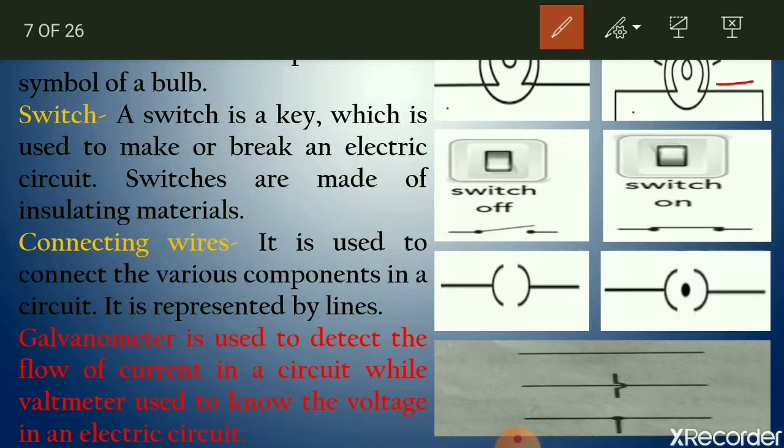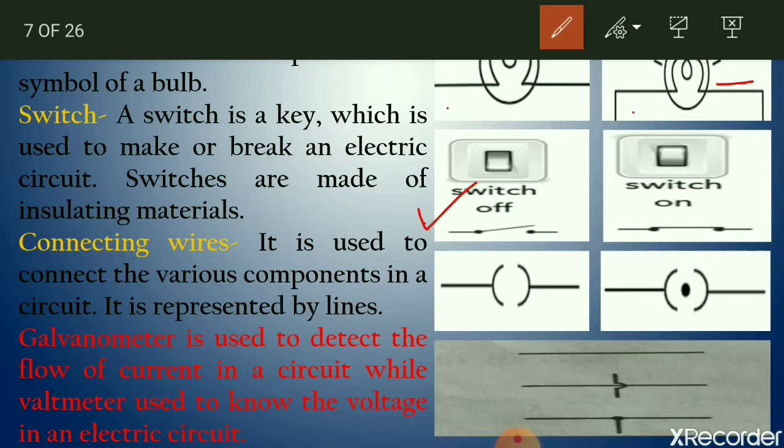Now, the switch. A switch is a key which is used to make or break an electric circuit. It means when we turn off the switch, the circuit will be incomplete, the circuit will be broken, and when the switch is on, the circuit will be completed, a closed circuit. So if the switch is off, as you can see here, in that condition the circuit will be an incomplete circuit or open circuit.